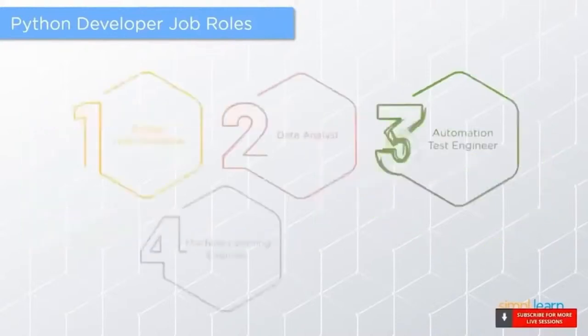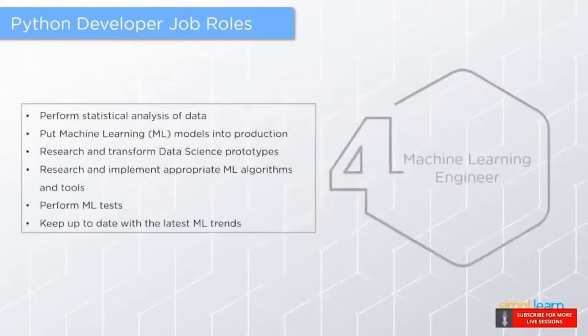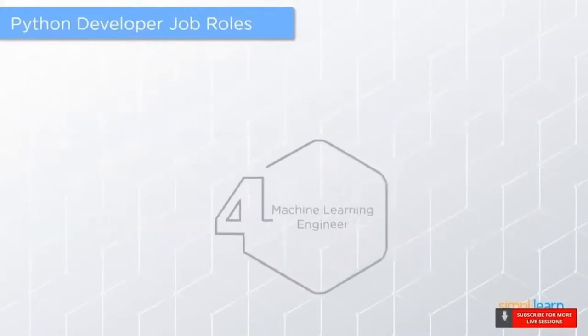Next up is machine learning engineer. Now a machine learning engineer has the following roles: to perform statistical analysis of data, put machine learning models into production, research and transform data science prototypes, research and implement appropriate ML algorithms and tools, perform ML tests, and keep updated with the ML trends.